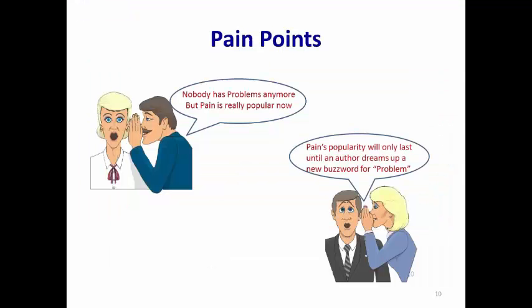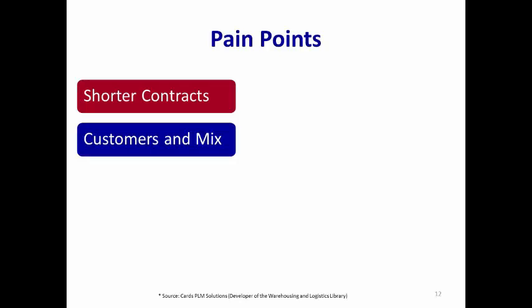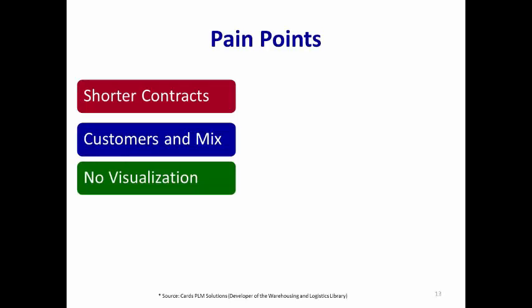The warehouse business has several potential pain points, previously known as problems, some universal to most businesses and some unique to the industry. Our first warehousing and logistics pain point is the sad fact that customer contracts are getting shorter. Next is a large customer base with a large product mix. Also, product mix is changing all the time. It's difficult to convince new potential customers during negotiations if they can't visualize the process.